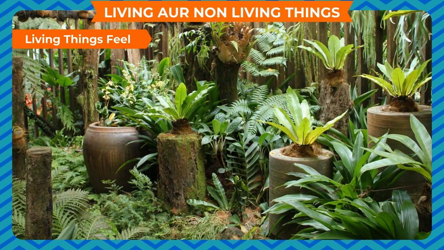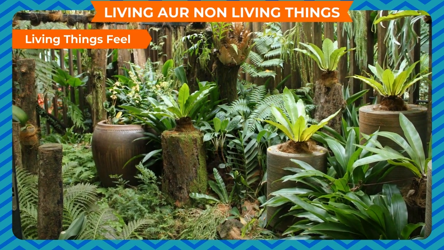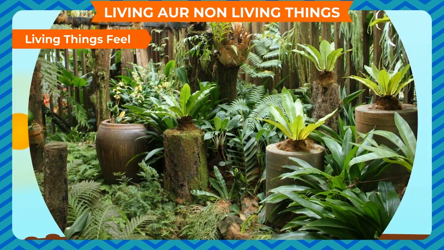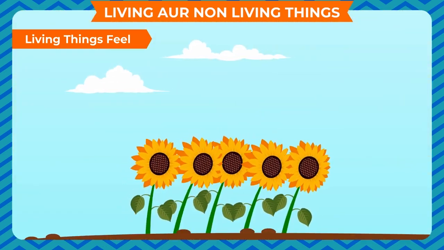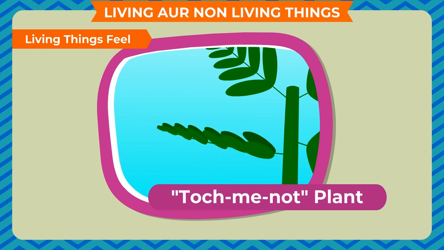Plants can also feel. They do not have sense organs, but they can feel the changes around them. Sunflowers turn towards the sun. The leaves of the touch-me-not plant close immediately when we touch the plant.